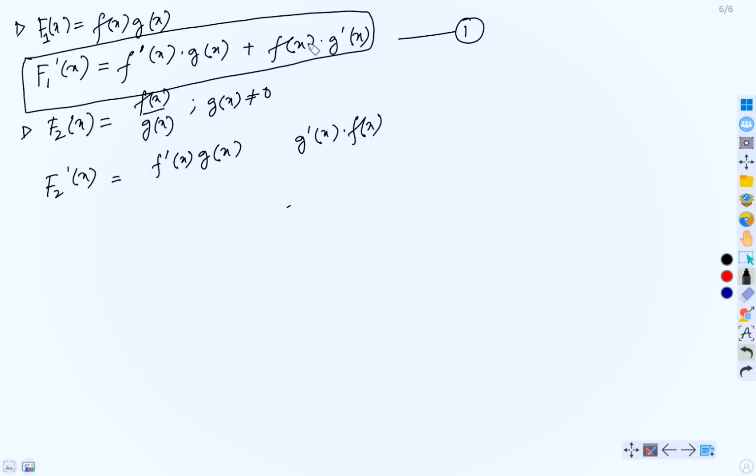But after here, the difference starts between this formula and that formula. In the case of a product, when you have multiplication, the symbol between the terms is plus. But when you have division, the symbol between them is minus, and in the denominator you have g(x) whole squared.